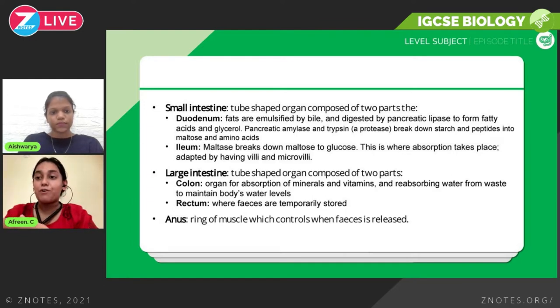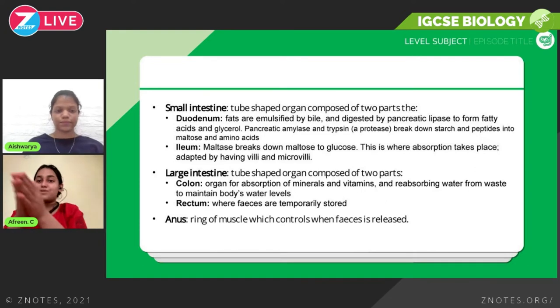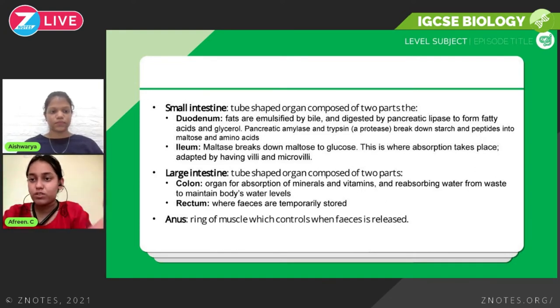has optimum pH levels for other enzymes like lipase. That's the enzyme that breaks down lipids into fatty acids and glycerol. There's trypsin. This is another type of protease that breaks down proteins into smaller amino acids. And there's amylase that breaks down starch to maltose, and there's maltase that breaks down maltose to simple sugars. This is all a bit confusing, but there's a table coming up that shows where the enzymes are formed, where they're acting, what substances they're breaking down, and what the results are.